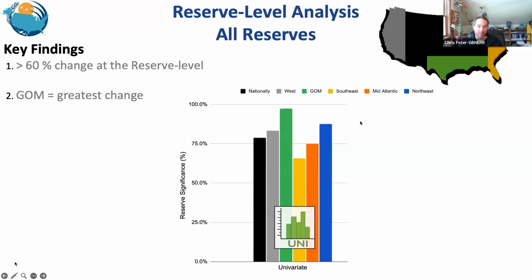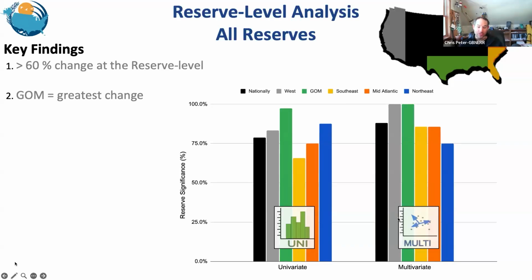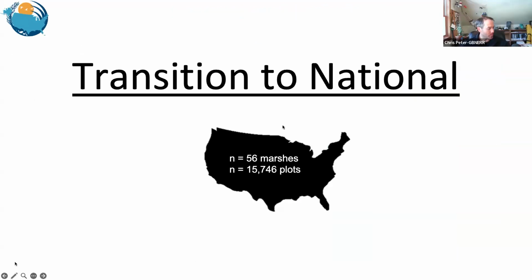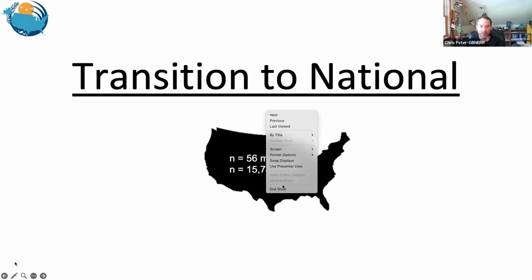And then lastly, I would say I did the same thing with community ordination, and we also found a lot of change compiled. And I think, hopefully I'm doing well on time here, but I'm going to transition it over to Grant and Alice to talk about national level results.